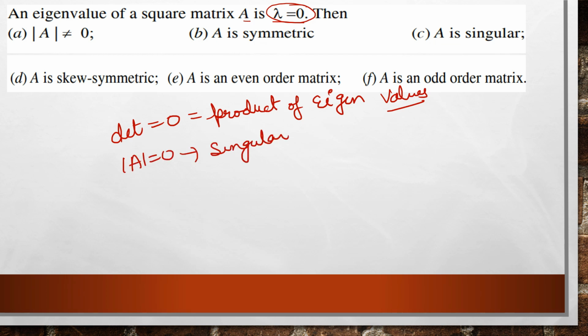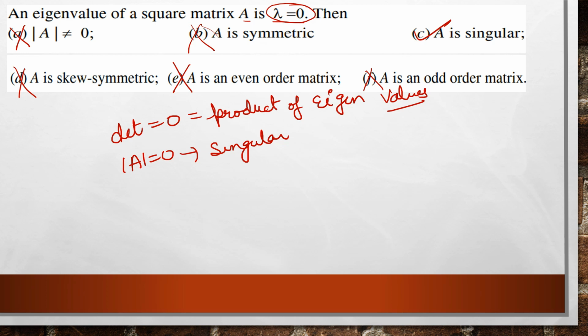Okay, singular matrix. So C is the correct option. So the first option is wrong. It is not necessary that you'll have a symmetric matrix every time if you're having 0 eigenvalue. Similarly, skew symmetric is also not necessary every time. E option is also not correct. F is also not correct, because it's not necessary that you'll have an even order matrix or odd order matrix. Fine. So C is the correct option.